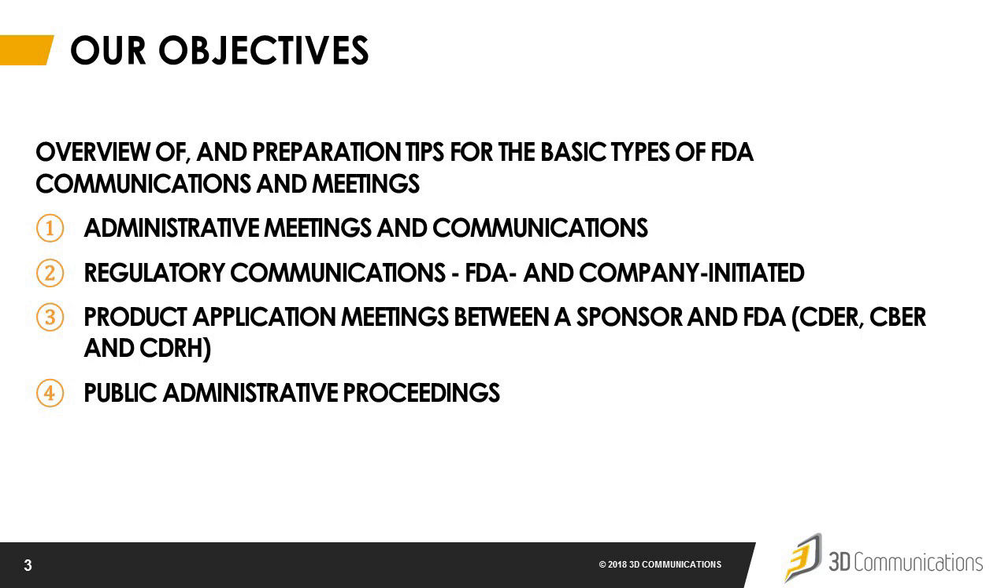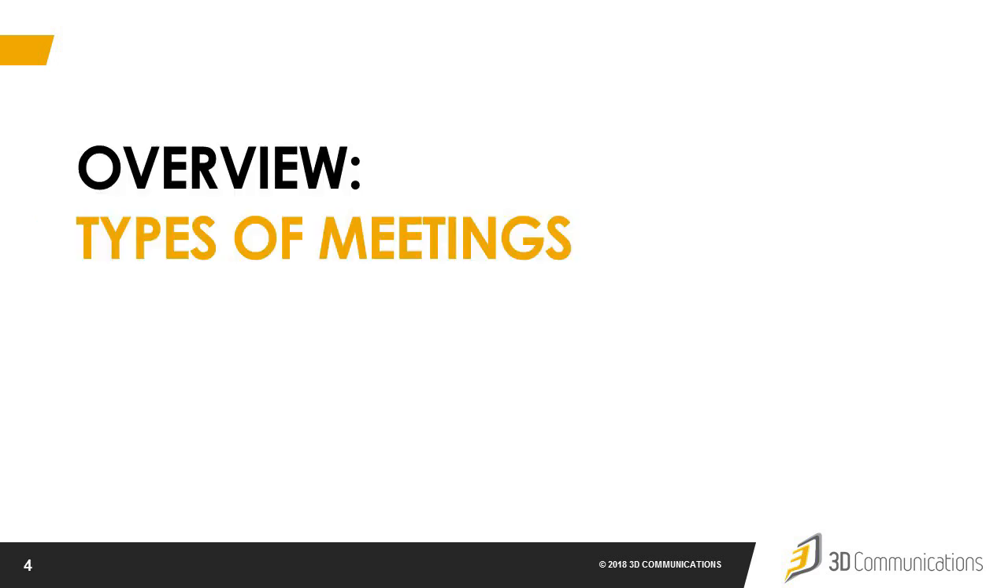There are four kinds of meetings and communication that you can have with the FDA. Administrative meetings, and I will go through all of them, give a little bit more examples and show what they are. Regulatory communications, which can be both FDA initiated or company initiated. Product application meetings, the AdCom is one of them, and then public administrative proceedings. Let's start with the first group and then we go to the steps that can be given for that.